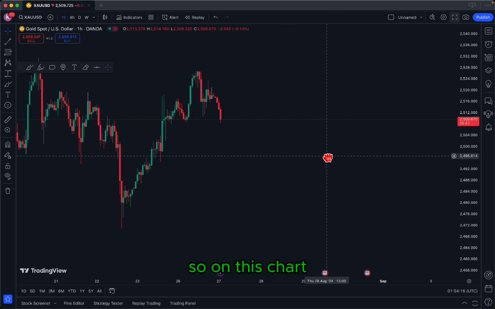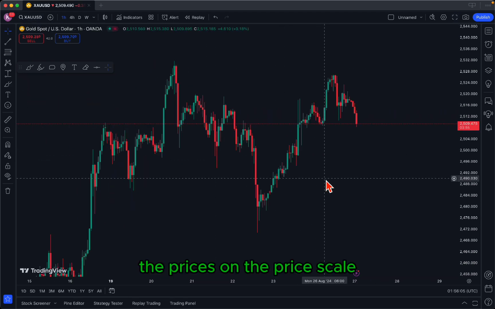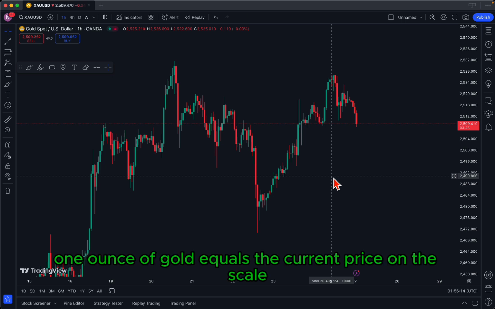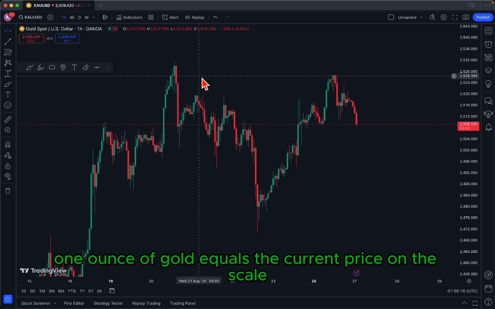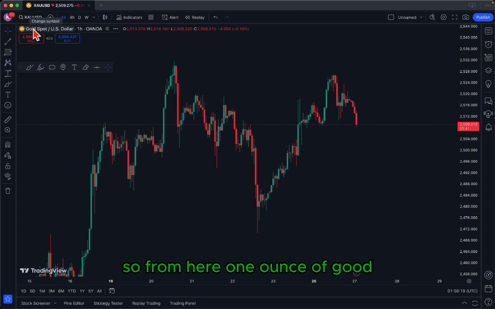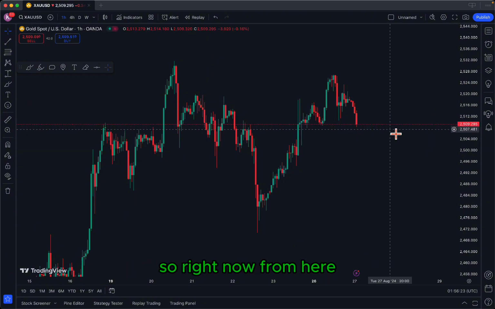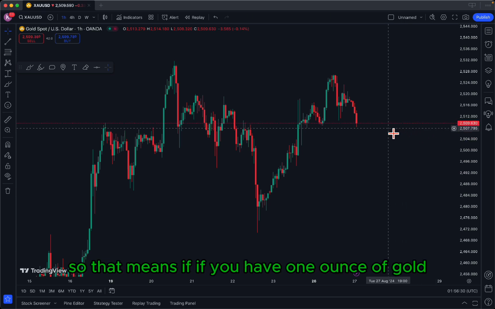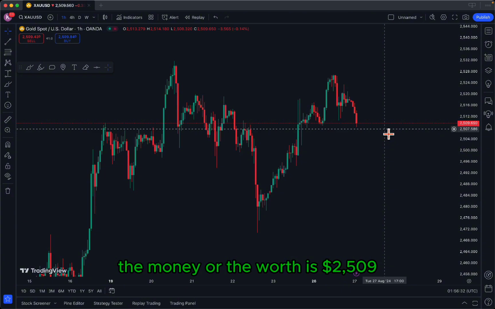So on this chart, the prices on the price scale are in United States dollars because XAUUSD means 1 ounce of gold equals the current price on the scale. So right now from here, the current price of gold is $2,509. Okay, so that means if you have 1 ounce of gold, the worth is $2,509.